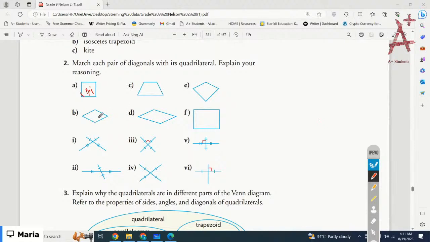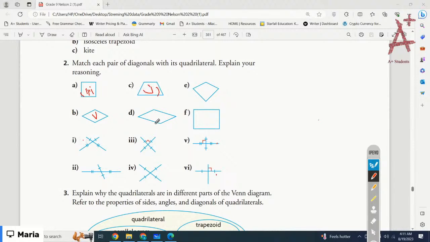Okay, for B, B is the kite, rhombus, right? So its diagonals are not equal, but they cross at right angles. So it would be this one. No, this one. It would be 5. For B, it is 5, right? For C, C is a trapezoid, right? So the trapezoid diagonals are equal and intersect to form two pairs of equal line segments, right? It would be this one, 1. For C, it is 1.